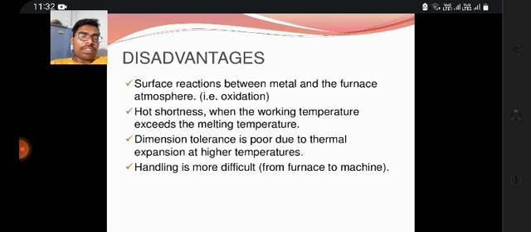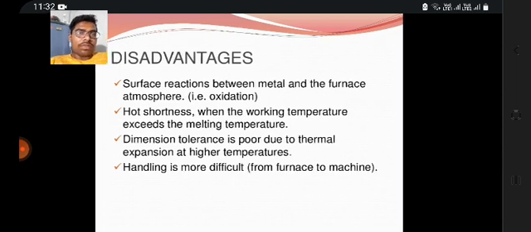Disadvantages are surface reactions between metal and furnace atmosphere, that is, oxidation will occur. Hot shortness: when the working temperature exceeds the melting temperature, the metal flows and the products get damaged. Dimensional tolerance is poor due to thermal expansion at higher temperatures, that is, we cannot give specific tolerance. Handling is more difficult directly from furnace to machine as the temperatures don't allow it.